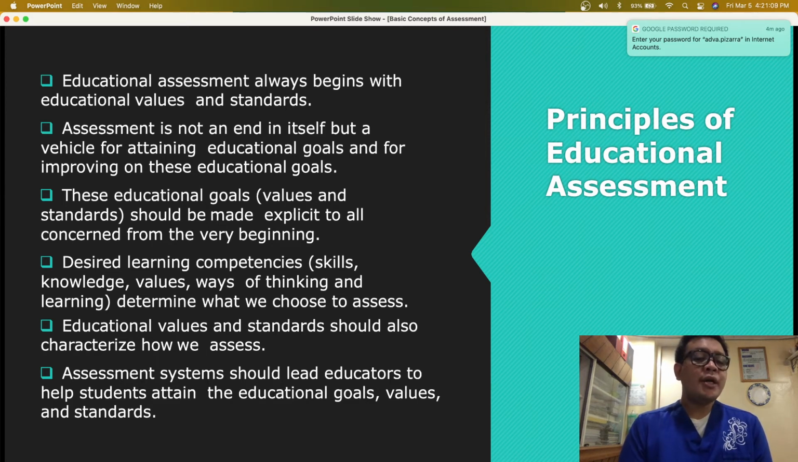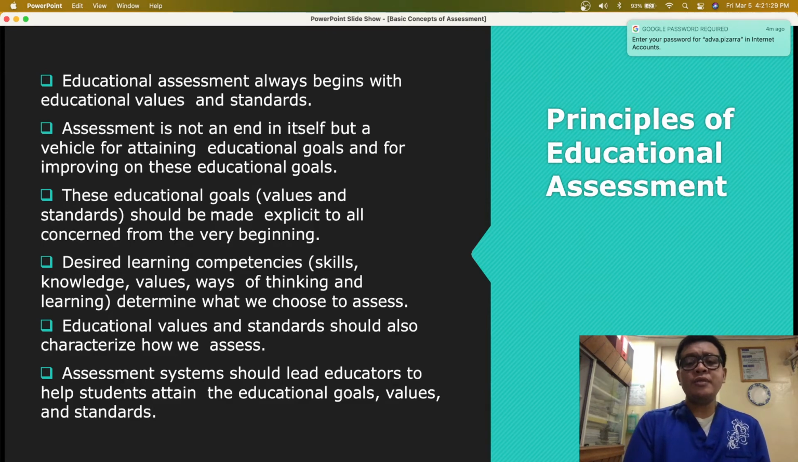Fourth, desired learning competencies such as skills, knowledge, values, ways of thinking, and even learning determine what we choose to assess. Educational values and standards should always be characterized as to how we assess, and assessment systems should lead educators to help students attain the educational goals, values, and standards.